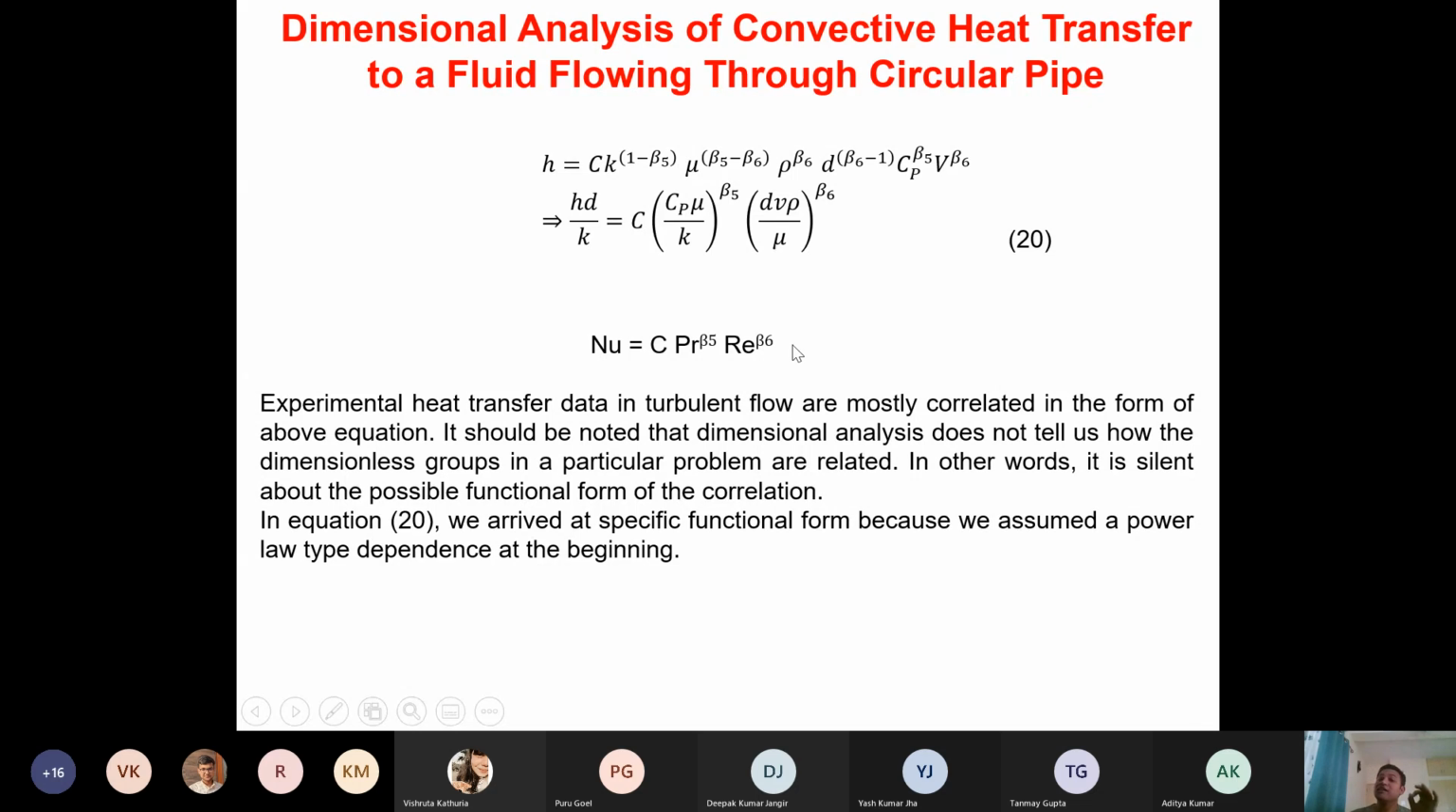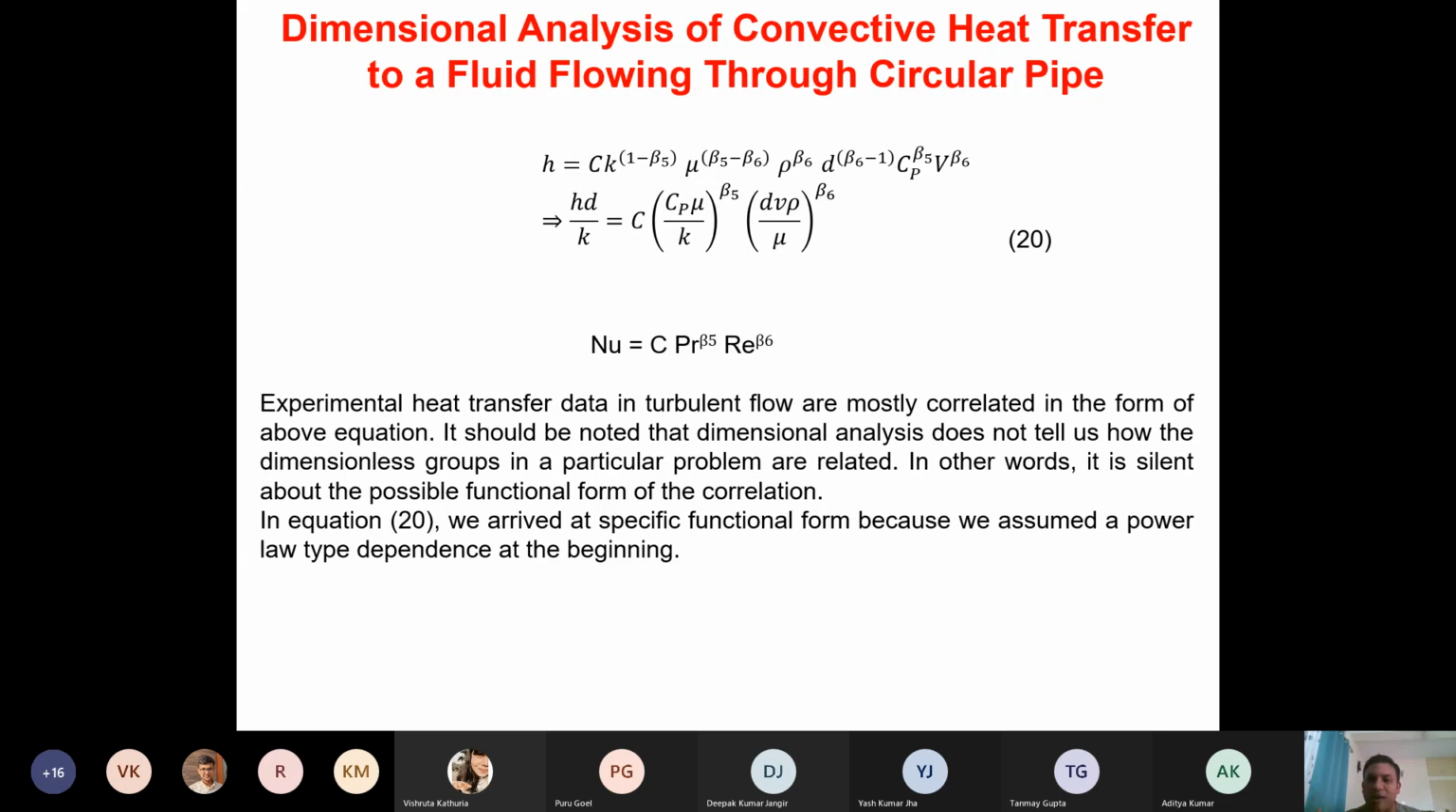In fact, this correlation is regularly used in practice. If you look at turbulent flow, the Nusselt number is given as 0.023 Reynolds number raised to the power 0.8 and Prandtl number raised to the power 0.4.